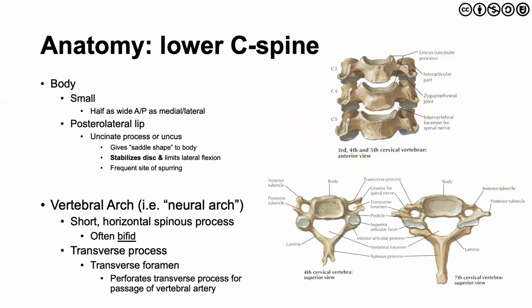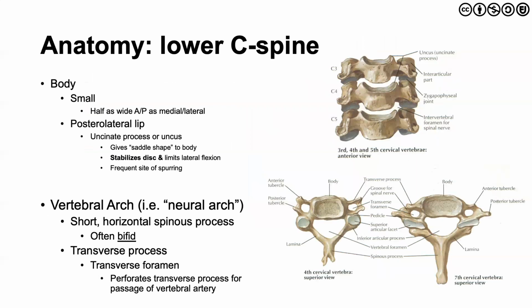The bodies of the cervical vertebrae are fairly small. They're about half as wide anterior to posterior as they are medial to lateral. There is a posterolateral lip, which is referred to as the uncinate process or the uncus, and it's a saddle shape that is given to the body and serves really two things. Number one, to stabilize the disc, but also to limit lateral flexion.